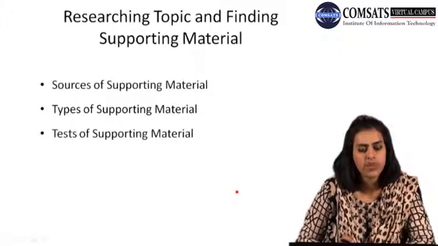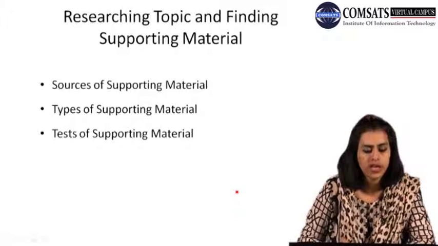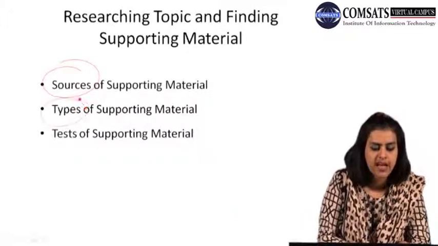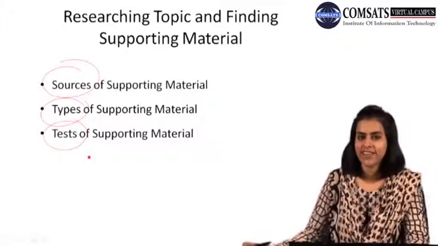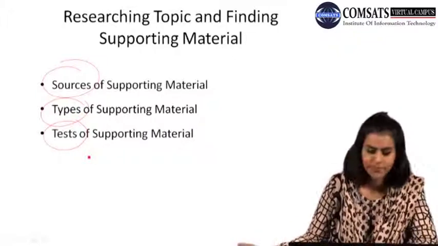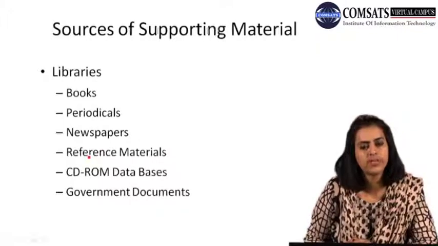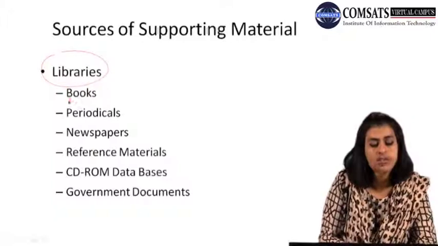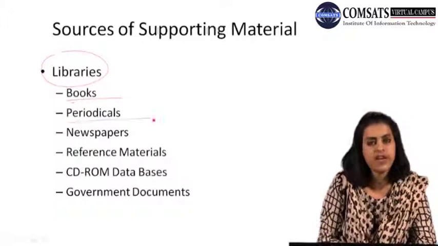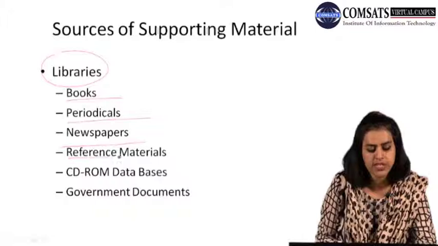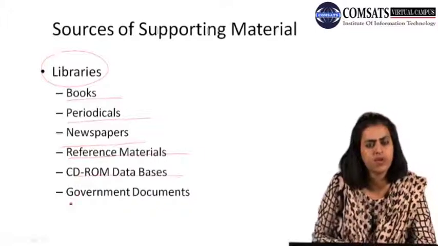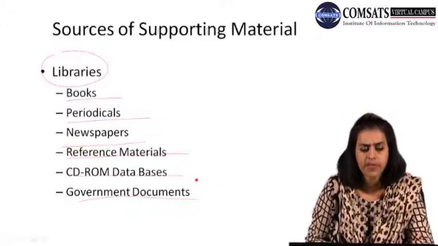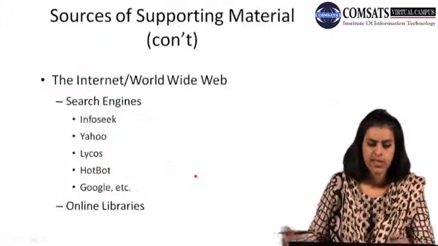Researching topic and finding the supporting material. For the supporting material, try to see that you search for the sources, types, and the tests. To do so, let's discuss them one by one. The sources of the supporting material, first of all, can be the libraries. In the libraries, you can find books, periodicals, newspapers, reference materials, CD-ROM databases, and government documentation. That can be thesis papers which are available in different libraries.